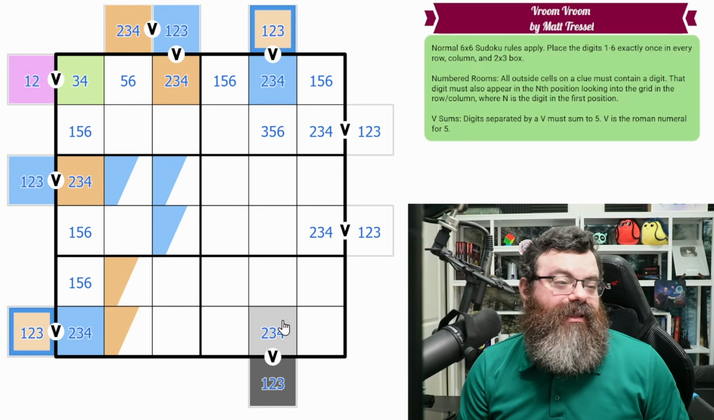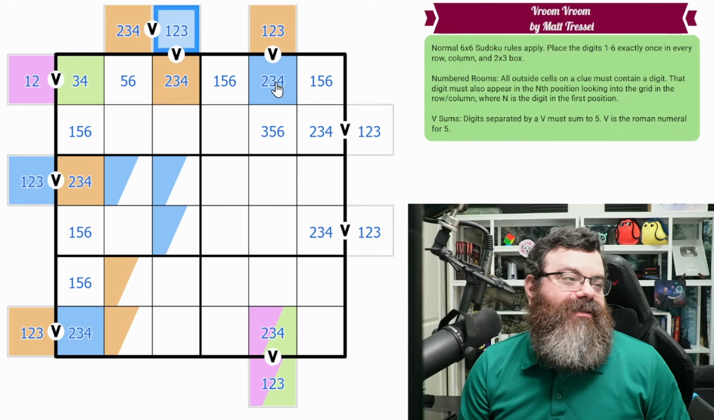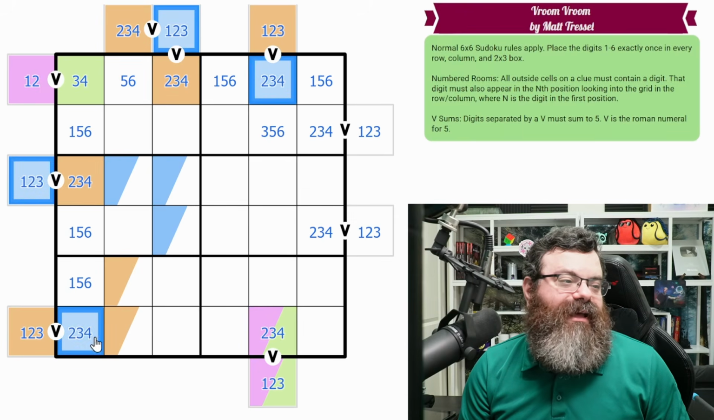That's huge. But let me finish this coloring first. That makes this, we don't know which order this goes in, but this is a purple-green pair, because it can't be blue or orange. Okay, so now this blue says it has to be 2, 3, 4, and this blue says it has to be 1, 2, 3. So the only way to actually resolve that is to be a 2, 3.